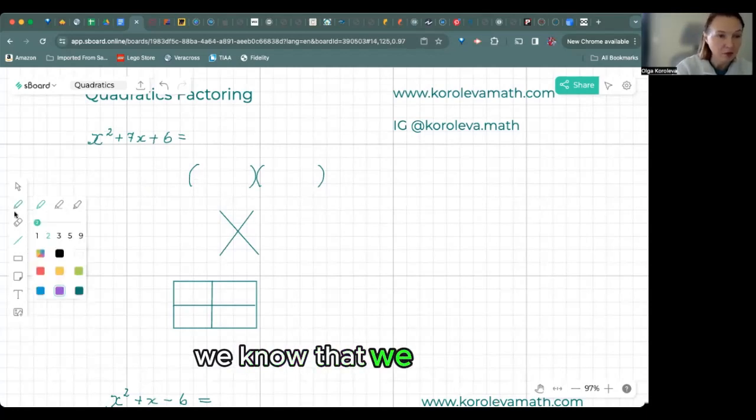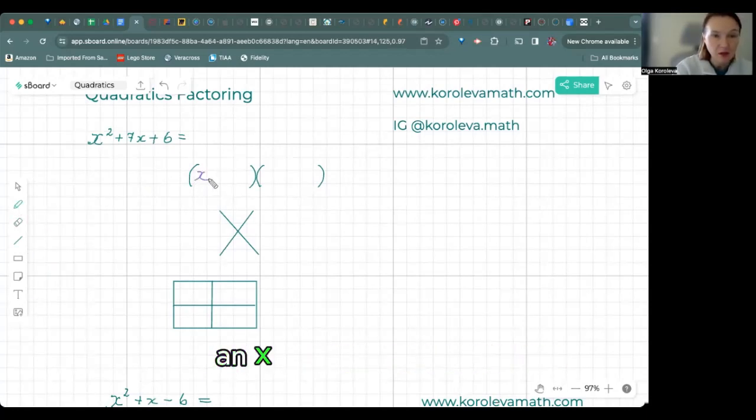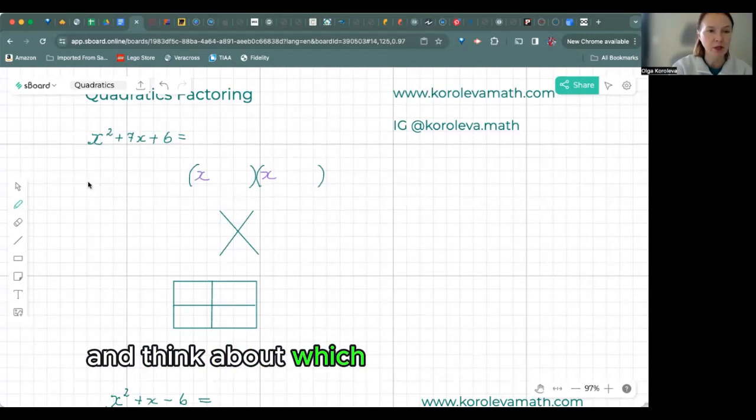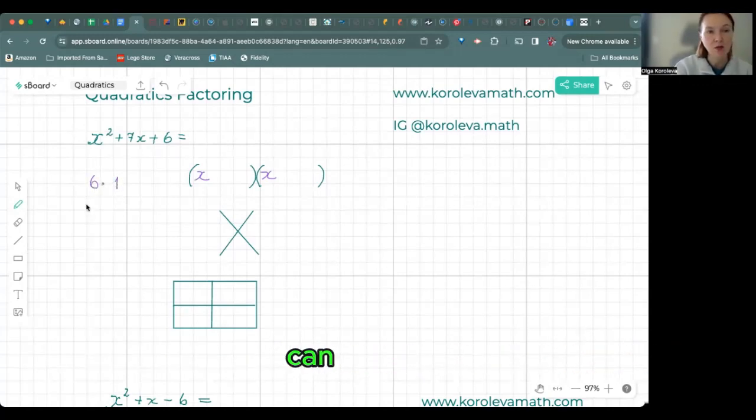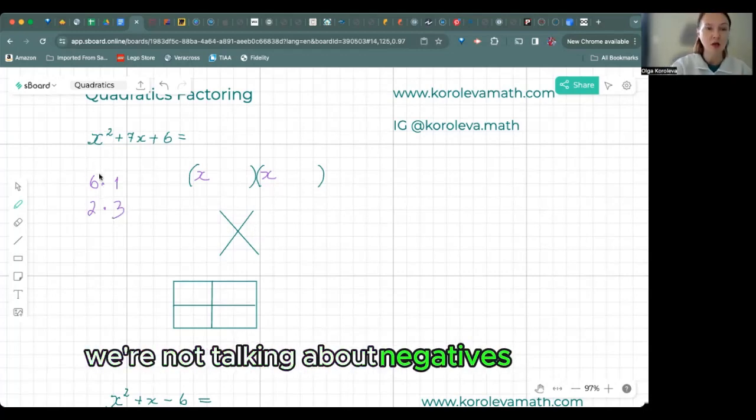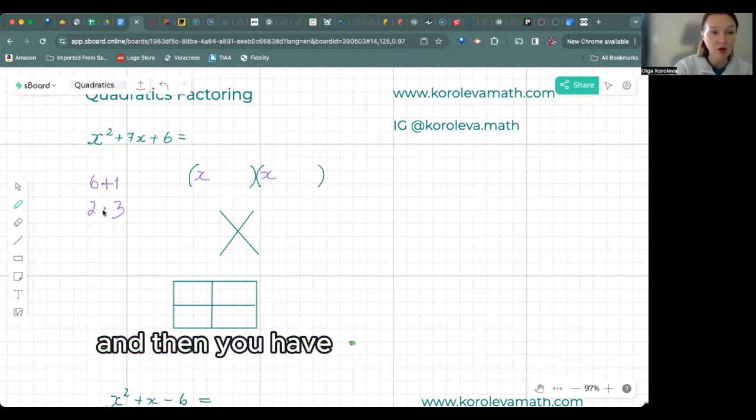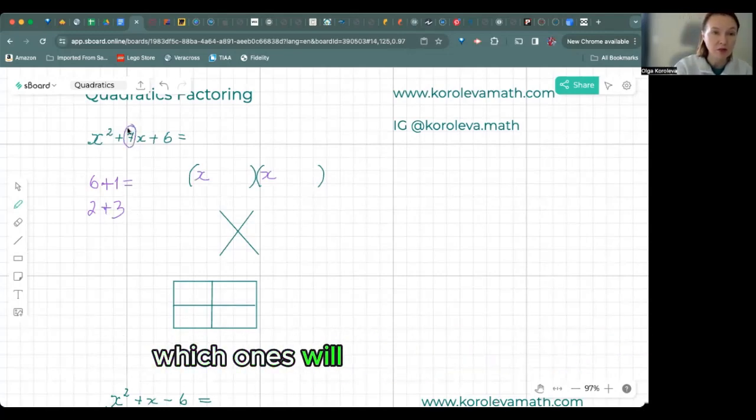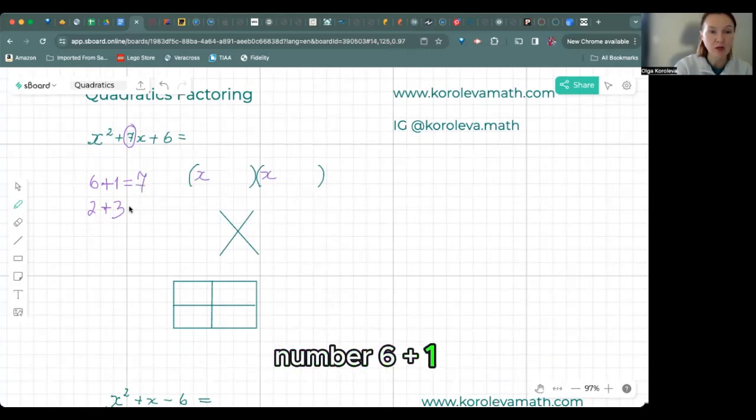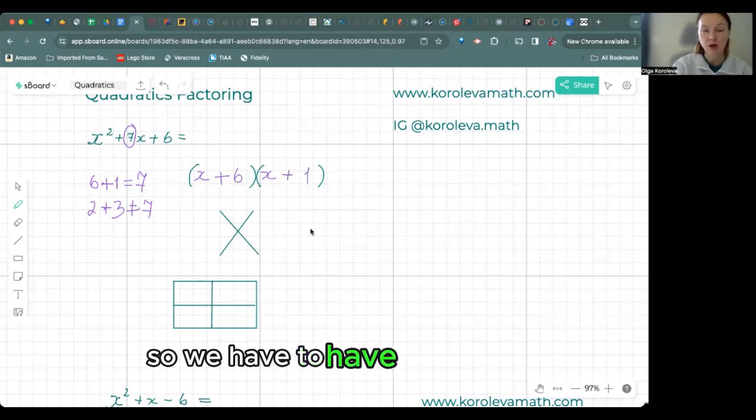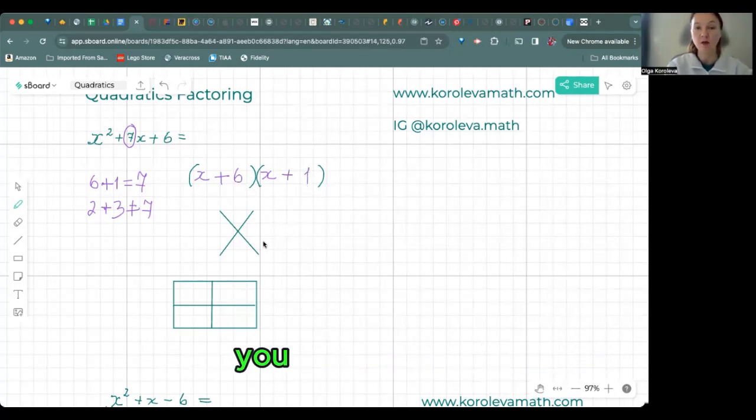We know that we have to put an x inside of parentheses. I'm going to start with this method, and then we have to think about the last number 6 and which two numbers multiplied give you 6. It can be 6 and 1, or perhaps it's 2 and 3. We're not talking about negatives just yet. And then you have to think about which two numbers, if you put a plus between them, will give you this middle number. 6 plus 1 equals 7, 2 plus 3 does not equal 7. So we have to have 6 and 1, and voila, you have your answer.